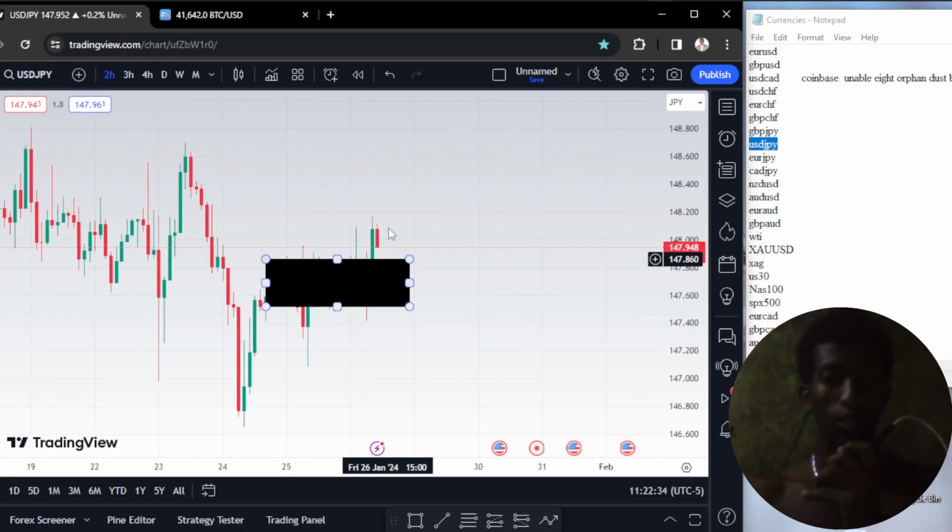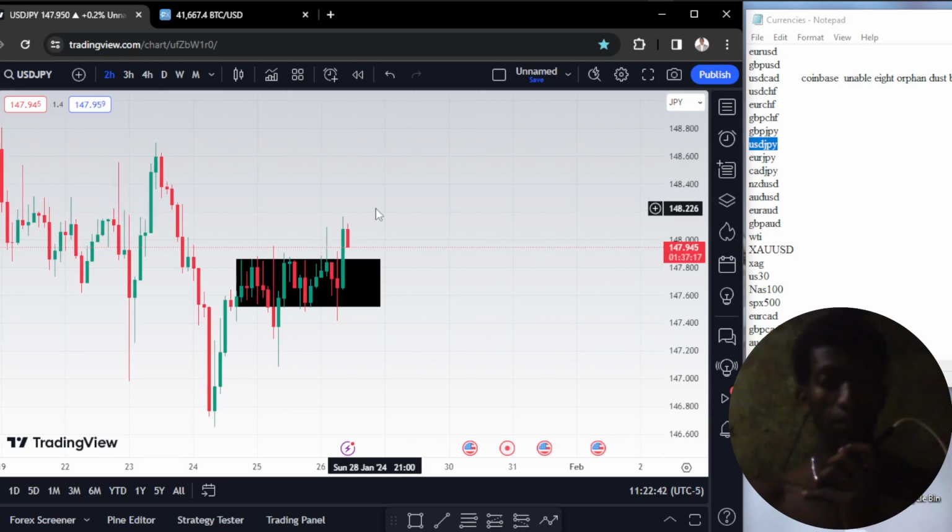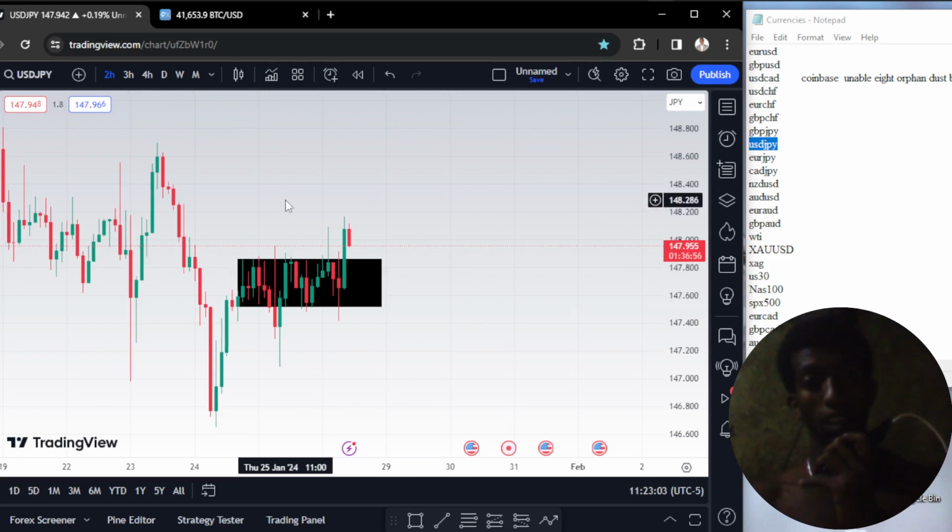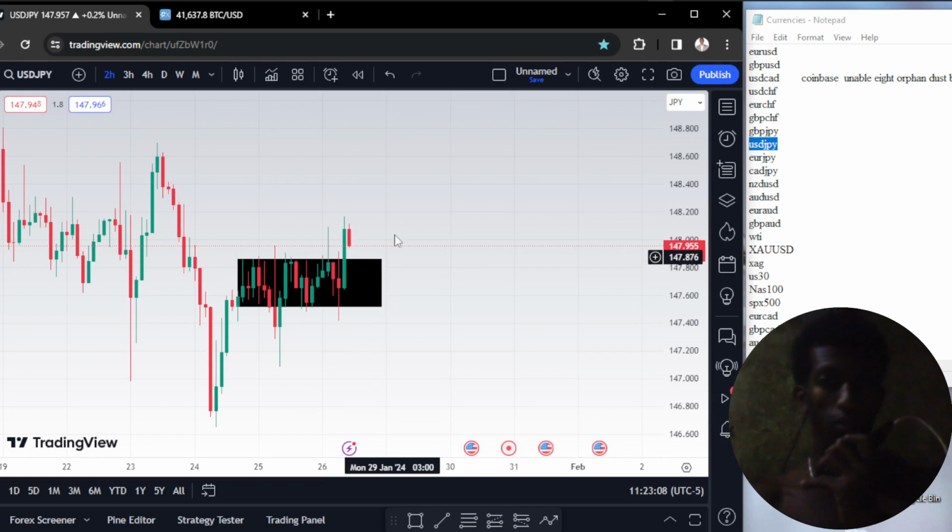All we want is a support right here. When the market comes here and we see rejection, we will be entering. If we don't see any rejection, and it blows past here and breaks this lower band, this lower consolidation, then we can safely say that this is a double fake out. But I don't think this will come down. This will find a support and will go up.